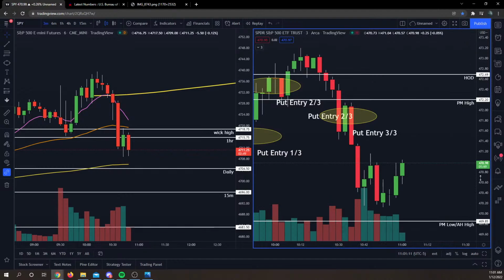Now we've got about 2 minutes left. If we have a decrease in volume here, that would suck if you're a bull, but it'd be great if you're a bear.